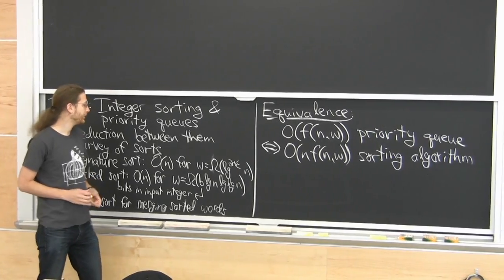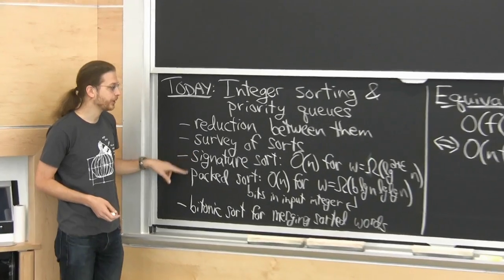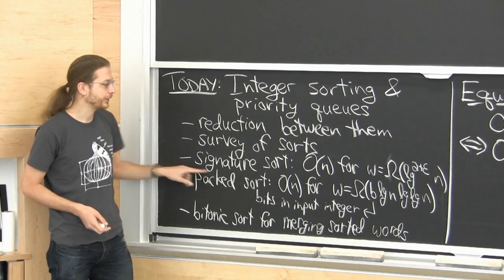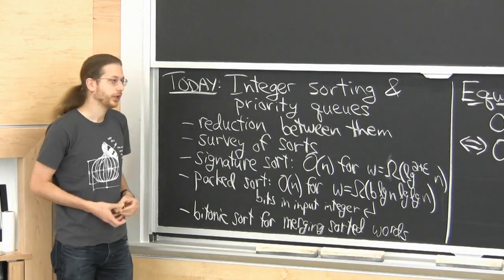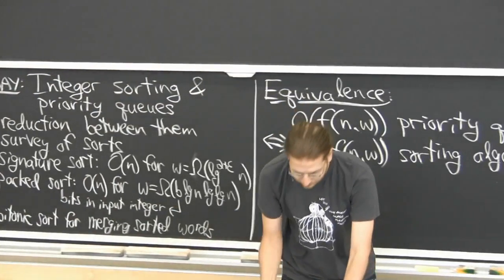We still don't know. But we have a bunch of results. In particular, we're going to talk about a couple interesting cases where we can get linear time sorting. If you've seen radix sort, you know another interesting case where linear time sorting is possible.